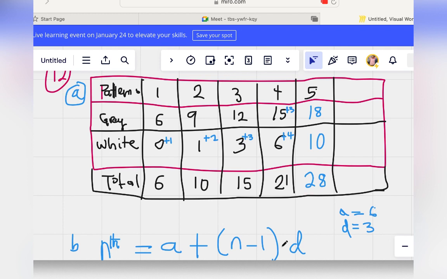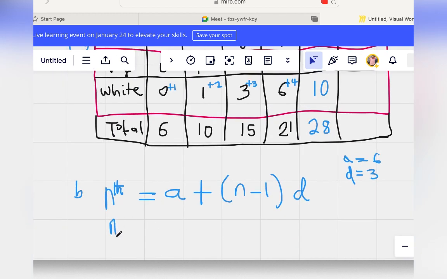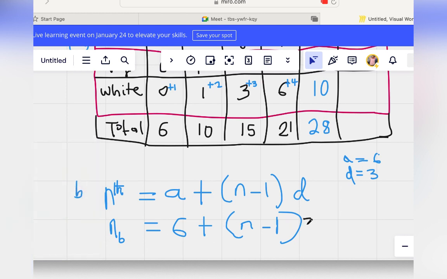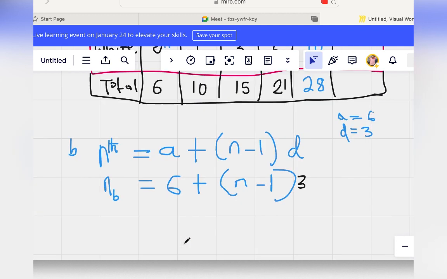So we substitute these two values into the n term, which is equal to the first term, which is 6, plus bracket, the number of terms you don't know, you put n minus 1, multiplied by the common difference, which is 3. So the next stage you have 6 plus bracket n minus 1 times 3. If we are expanding, we remove the bracket.